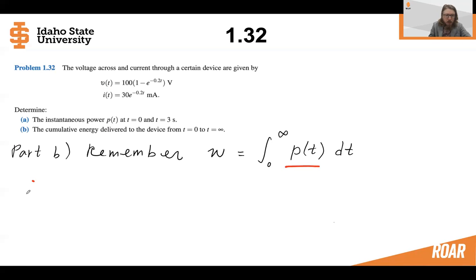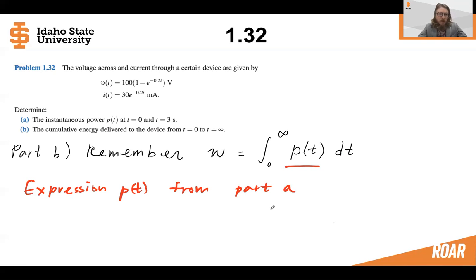We have an expression for P(t) from part A. And we can integrate that from 0 to infinity to get the cumulative energy delivered. So that's the total amount of energy delivered to that device from time equals 0 to time equals infinity. And when you do this integral, what you should get is an answer around 7.5 joules.